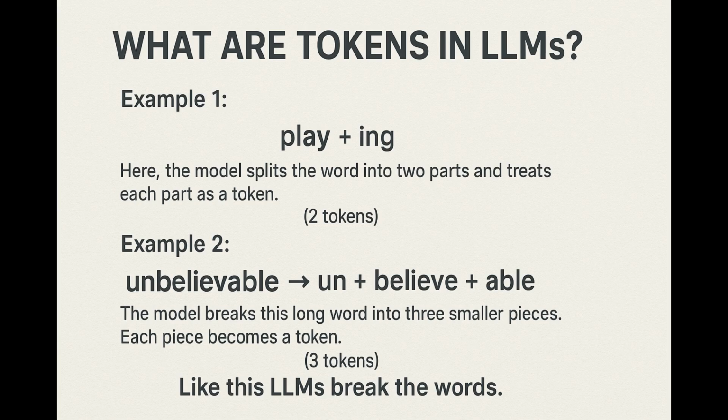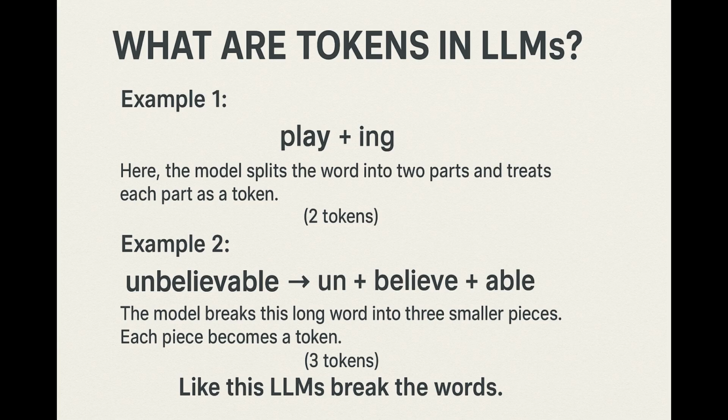Now let's understand this with some easy examples. Here the model breaks words into smaller parts so it can understand the full word better. In example 1, we have the word playing. Here the model splits the word into two parts, play plus ing, and treats each part as a token, so it generates two tokens.